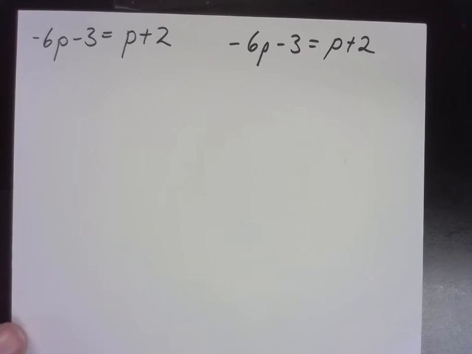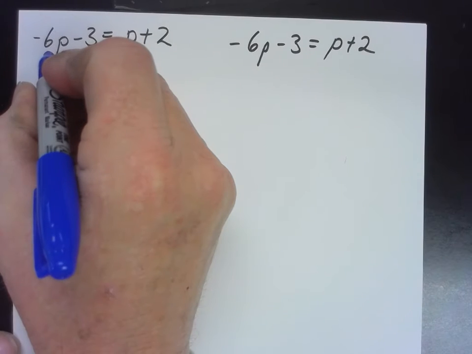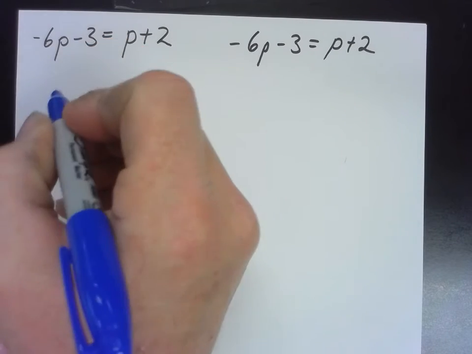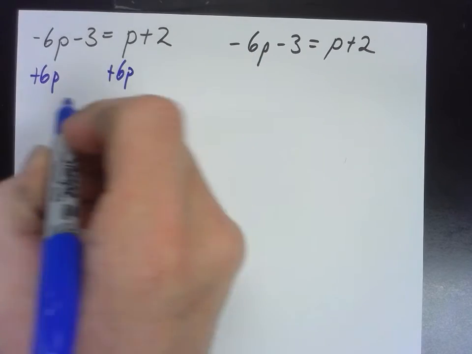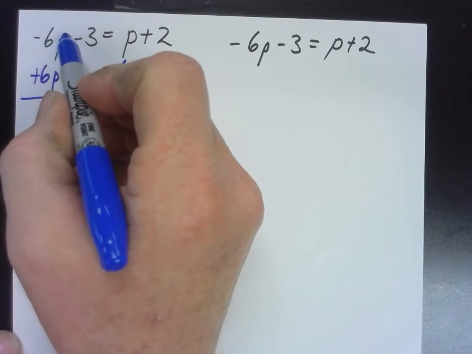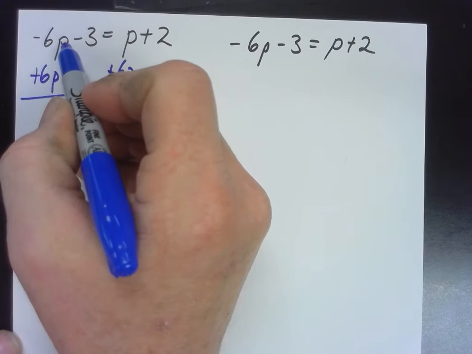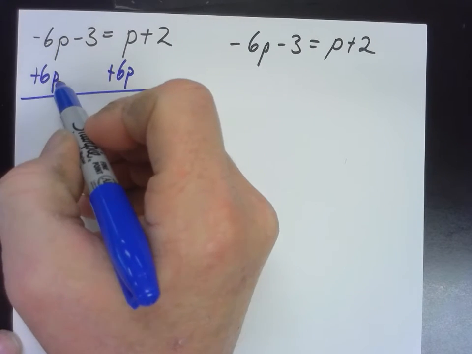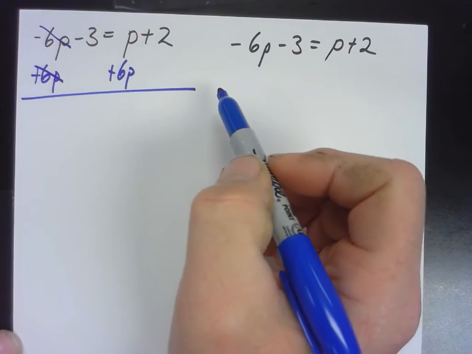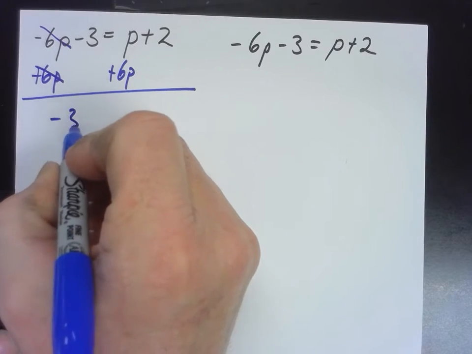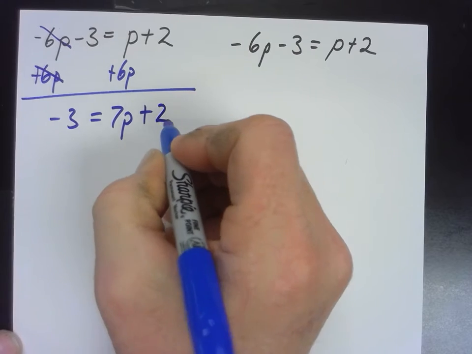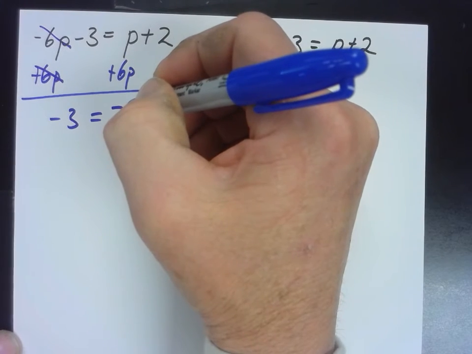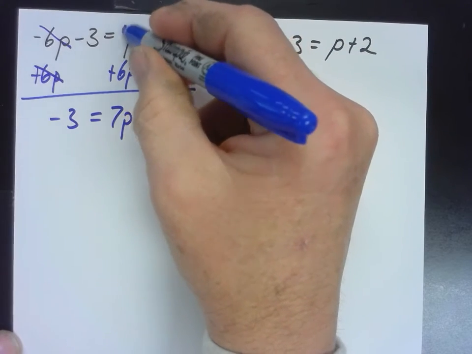So I think Kirsten's getting rid of this one, right? So I'm going to add 6 times p to both sides, so that this gives me 0. Whatever negative 6 times p is, if I add positive 6 times p, they're going to add up to 0, aren't they? So we have negative 3 equals 7 times p plus 2. Where'd I get the 7 from? The 1 is 6. Okay, we're remembering there's a 1 there.